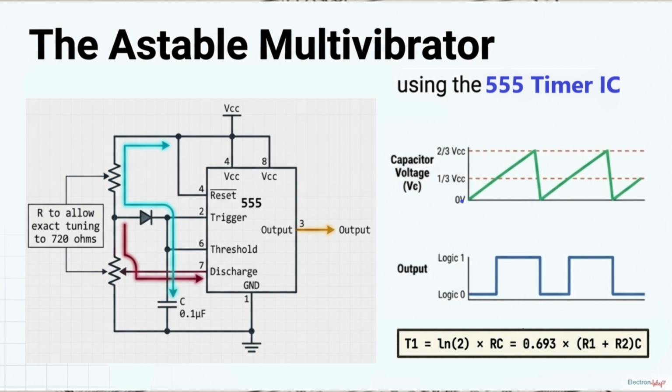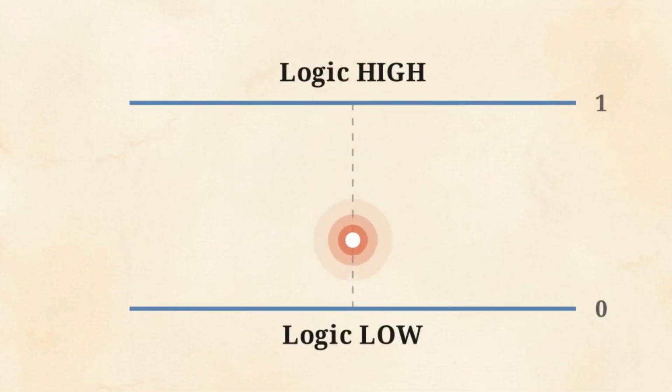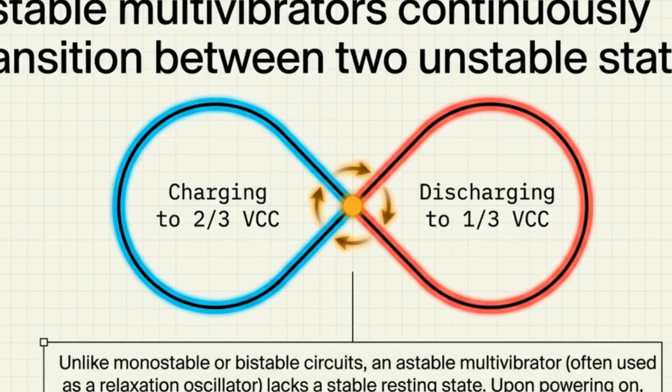A relaxation oscillator is a carefully engineered physical system, specifically designed to chase an equilibrium state it never actually reaches. In electronics, we build this using an astable multivibrator. Upon powering on, the circuit permanently bounces between a logic high and logic low, completely devoid of a stable resting position. This diagram maps the core operational loop.